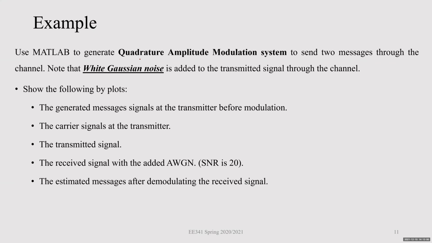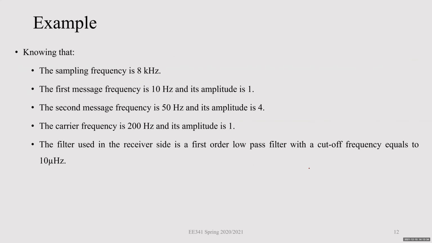Use MATLAB to generate a quadrature amplitude modulation system to send two messages through the channel. Then use white Gaussian noise added to the transmitted signal through the channel. Steps are: first generate message signal, generate carrier signal, and then write the transmitted signal. At the channel, add white Gaussian noise with a signal to noise ratio of 20, and then the estimated message signal after demodulating. So this is the data.